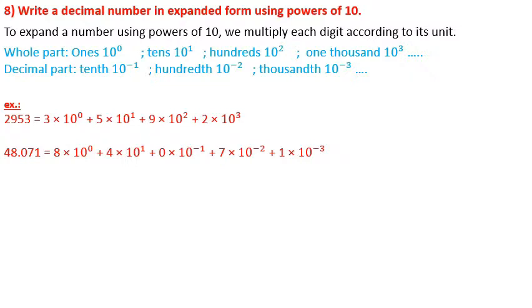Any digit in the hundredths place is multiplied by 10 to the power negative 2, and any digit in the thousandths place should be multiplied by 10 to the power negative 3.